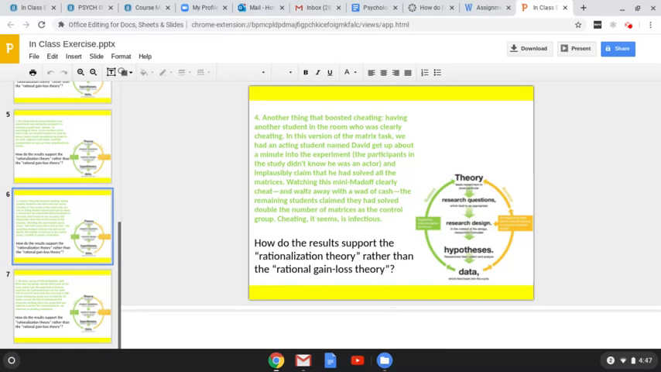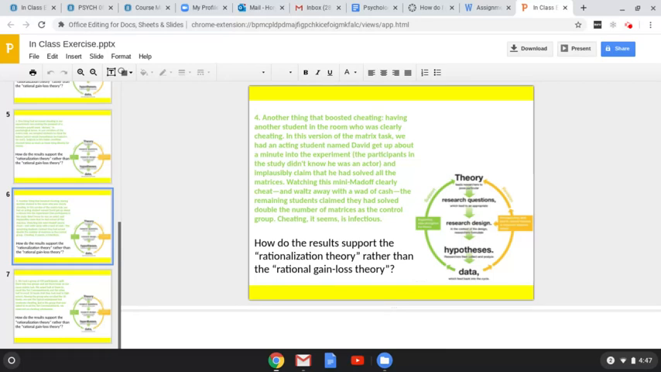So, does this support gain-loss theory or rationalization theory? Yep, sounds right that it also supports rationalization theory. Your question to answer is why? Why do you think this supports rationalization theory rather than gain-loss? What's your manipulated variable? We already know what our control group is, right, in this cheating condition. So you would say regular matrix solving versus what? What's your manipulated variable? And of course, our measured variable, number of matrices claimed to be solved.